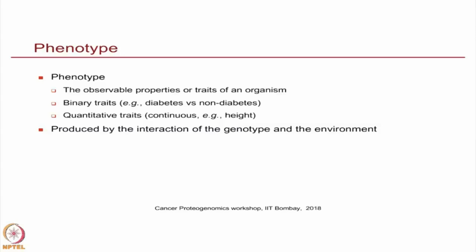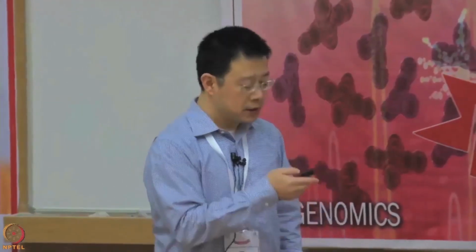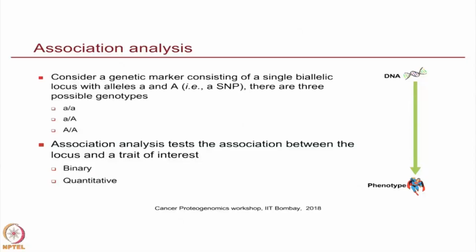And the phenotype, especially if we're interested in disease phenotypes, right, is usually determined by the interaction between the genotype and the environment. And the genotype plays a very important role in determining one's phenotype. So that's why a major goal in biomedical research is to understand how the genotype determines the phenotype.